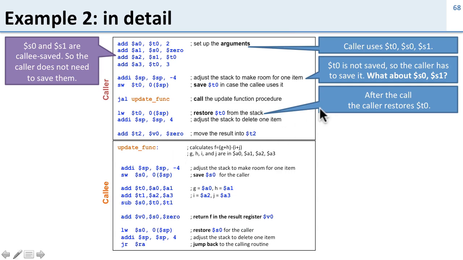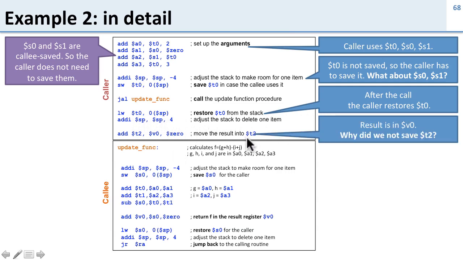After the call returns, the caller is going to restore T0. And the result is in V0 and we move it to T2, and why didn't we need to save T2? Well, because we overwrite it here. So it doesn't matter if the callee corrupted it because we went ahead and wrote over it, so we didn't care about what was in it.